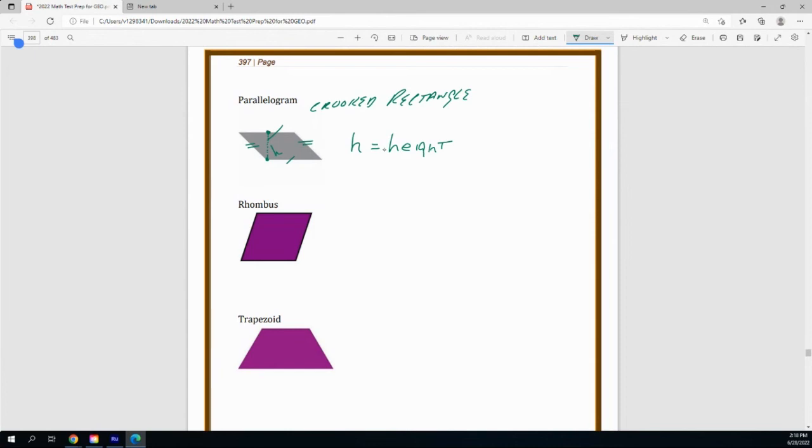Let's look at the rhombus. The rhombus, let's call it a crooked square. Because it has the word square in it, that vocabulary will carry over, which means all the sides are the same. Again, because it is crooked, if we are talking about area of a rhombus, one of the definitions is going to be h also. Again, that's equal to height. And height is also going to be from the lowest point to the highest point. That would be considered h.